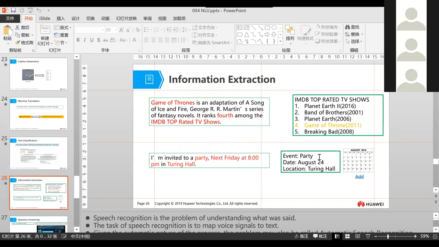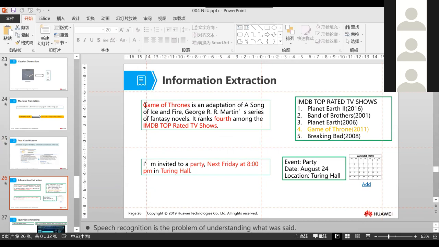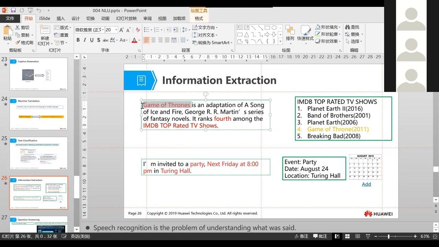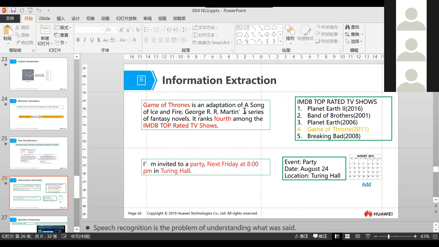And information extraction, that is, we can extract some keywords from an article or from some sentences. And like here, Game of Thrones is an adaptation of A Song of Ice and Fire, and blah, blah, blah. It ranks fourth among the IMDb top rated TV shows. So the keywords in this sentence are the name of this TV show and the rank as fourth among IMDb top rated TV shows. So we can convert this sentence to this.